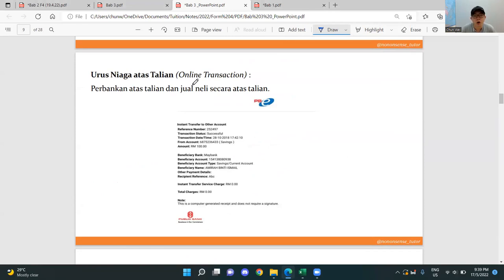This is more common, kan? This is called an online transaction. But in BM, we call it a urus niaga atas talian. So what is this? This is a perbankan atas talian dan jual. This should be a beli secara atas talian, secara online.